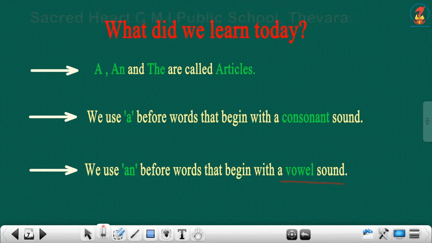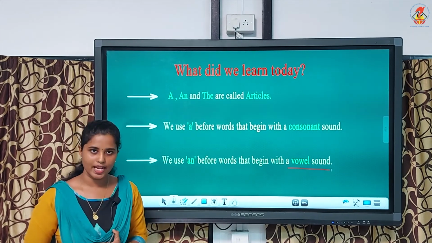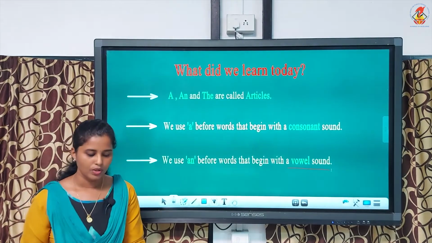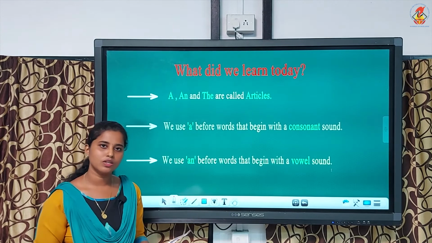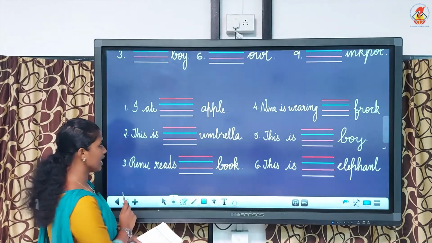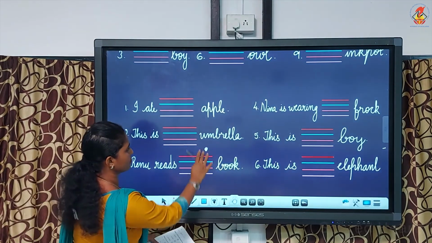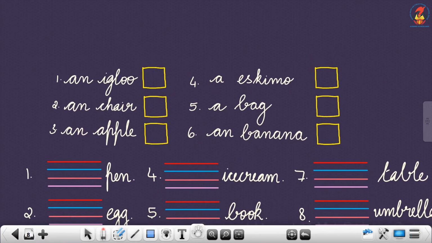Okay, so today we learned how to use the articles a and an. And now we'll move on to your activities on page 20. Turn over the page, children. Page 20. You can see 3 activities, right? This is your first activity, that is mark a tick mark if the article used is correct and put a wrong mark if it is wrong.